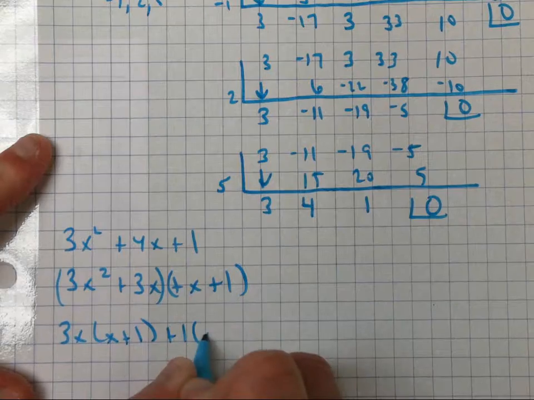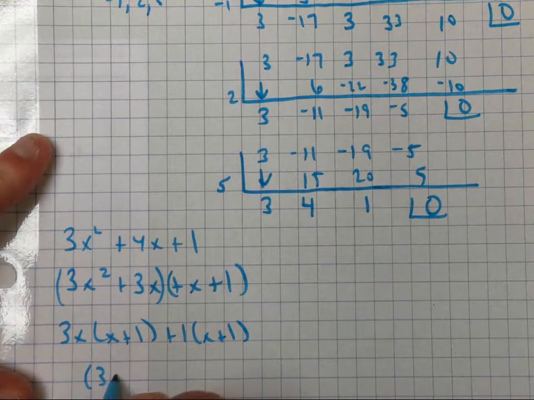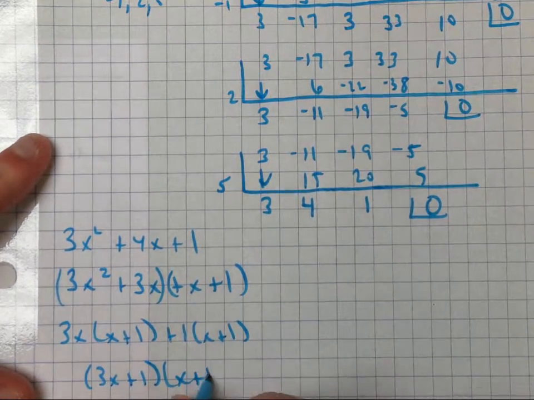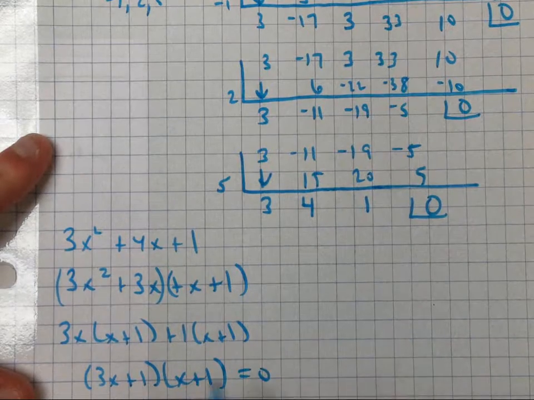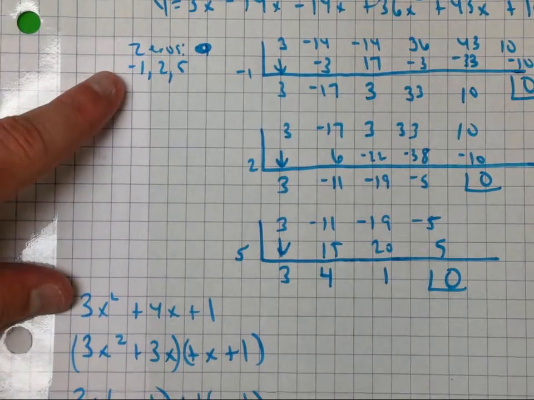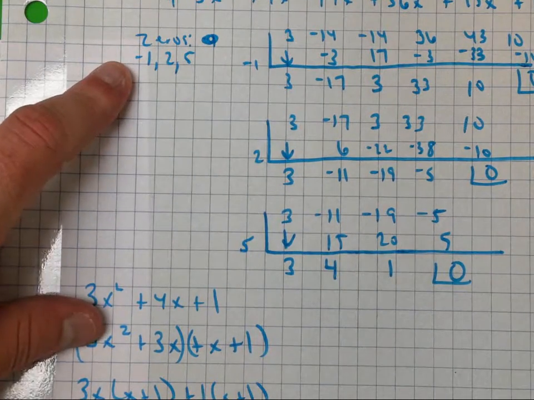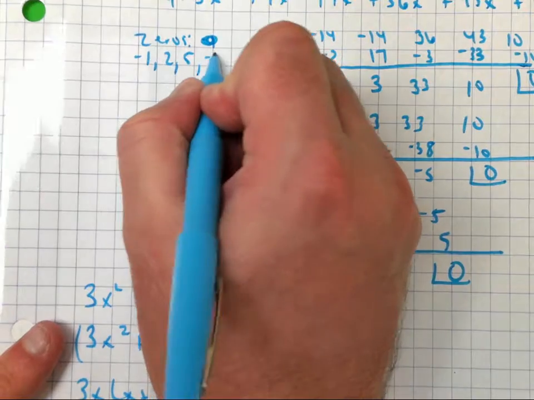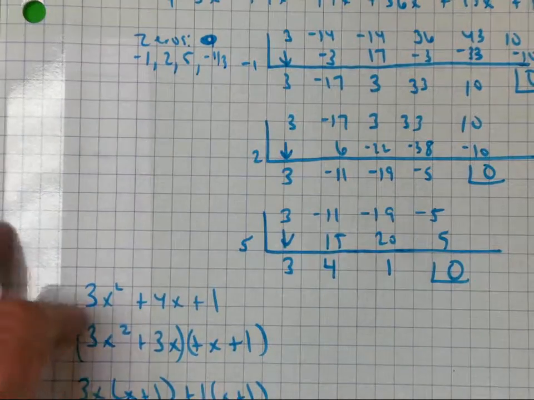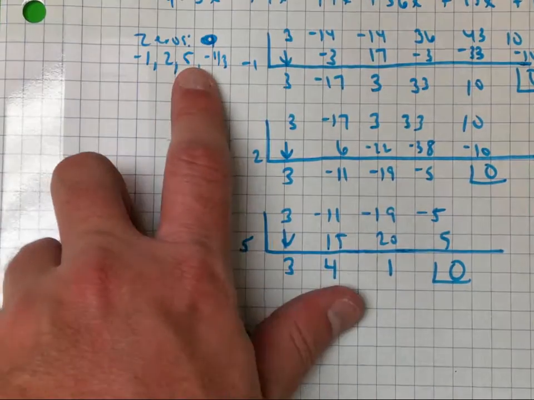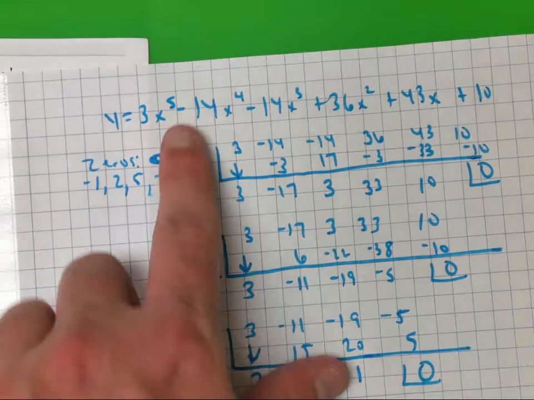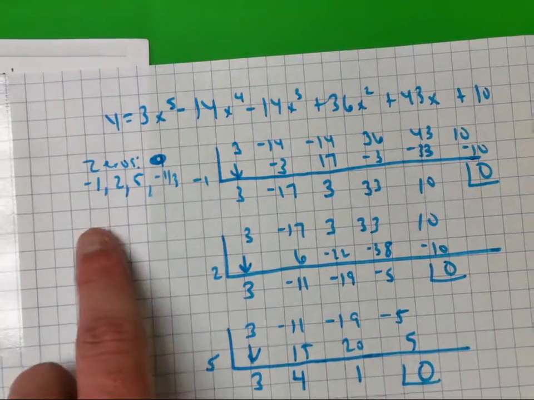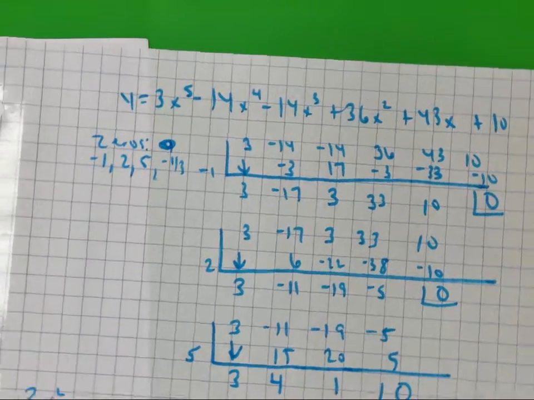Take a 1 out. So then both equal to 0. You get x equals -1/3 and x equals -1. Well, -1 is already in my list. That means there's a multiplicity of 2. So I only need to put the -1/3. So I have 1, 2, 3, 4 zeros total. I could have up to a maximum of 5. I have 4, and they're all real.